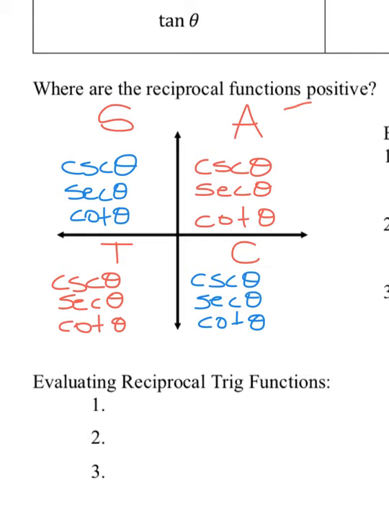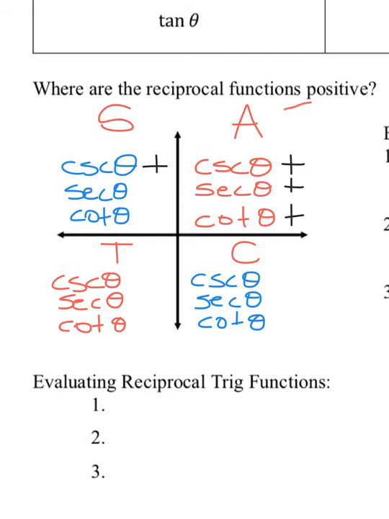So in the first quadrant, all 3, right, that's what the A is, all. Sine, cosine, tangent, they're all positive. So because all of them are positive, that means that all of their reciprocal functions are also positive. Okay, everything in quadrant 1 is positive. In quadrant 2, the S stands for sine. Only sine is positive, which means that if sine is positive, cosecant is positive.